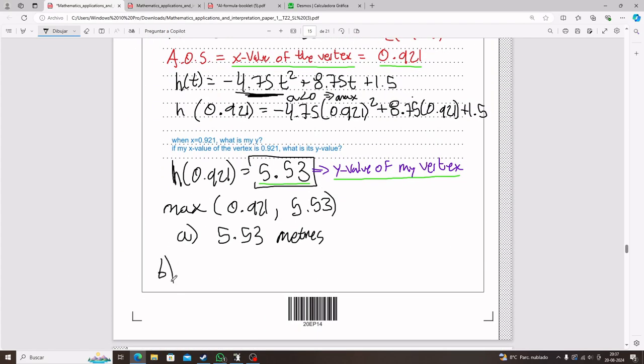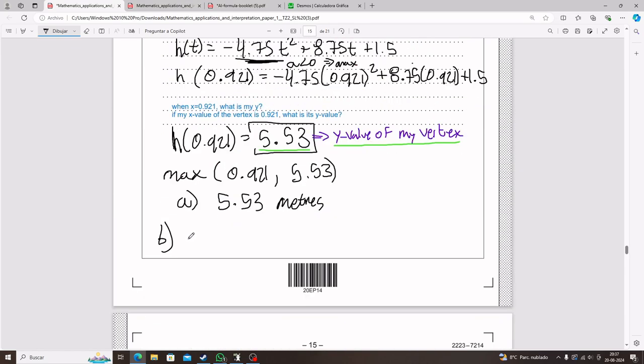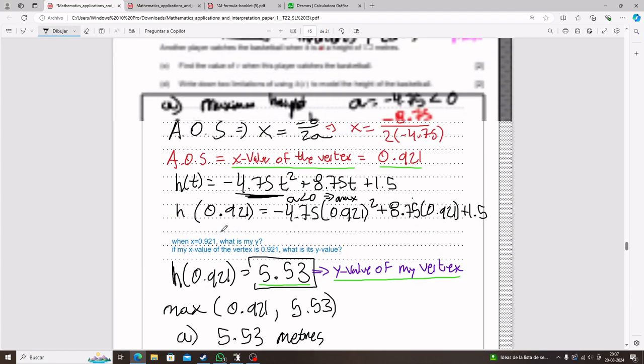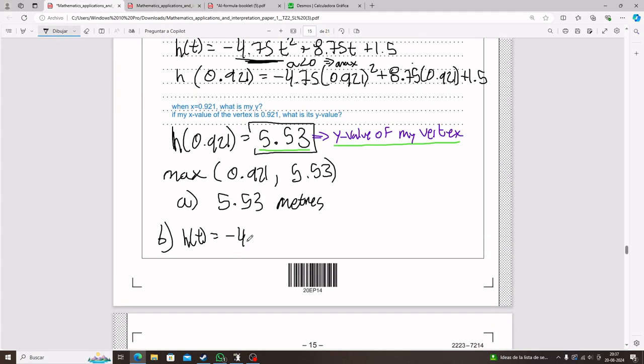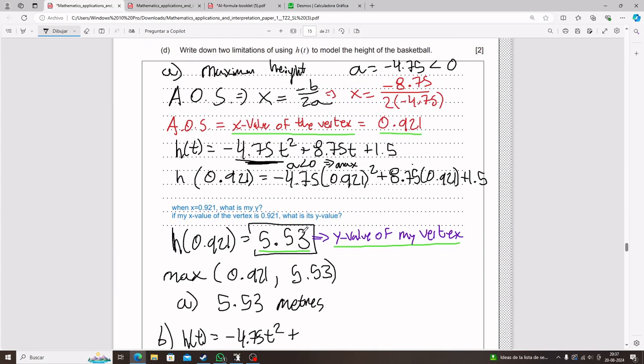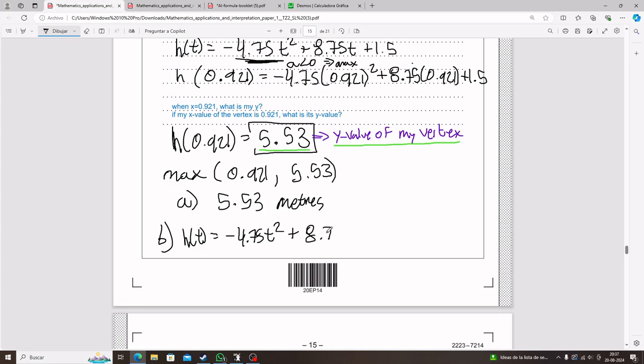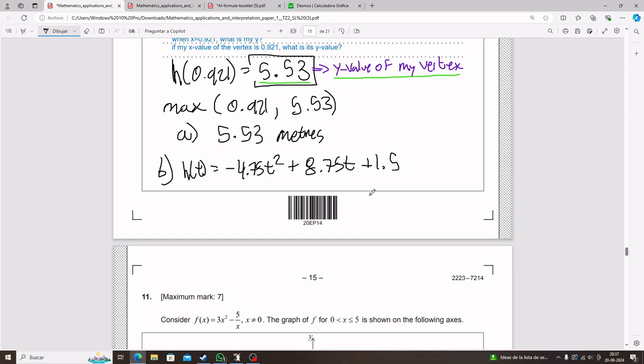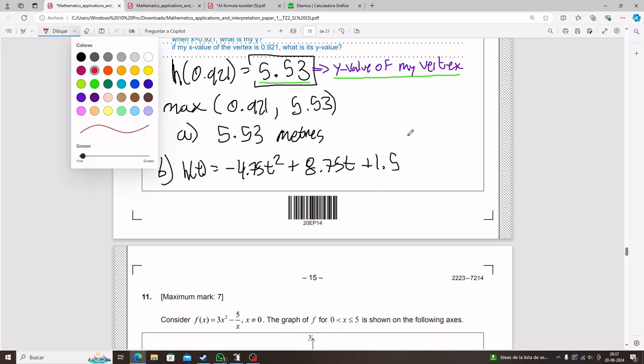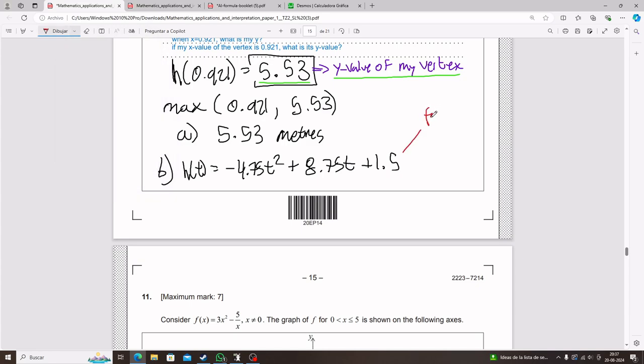So for part B, how do you find the zeros of this guy here? So let me rewrite my equation right there. H of t equals negative 4.75 t squared plus 8.75 t plus 1.5. So the three main tools that you have, technically, on the one hand, you can do factoring. All right, it's just that factoring here is a little bit hard.